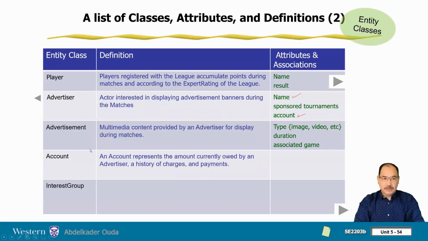Accounts: we said that advertisers need to create accounts so that the system can charge them and do some financial transactions. So an account represents the amount currently owed by an advertiser and the history of charges and payments. So for the account, I can say we need to maintain the balance, history of charges, and history of payments. We can also write account number. If you write just account number and balance, this is good as well.